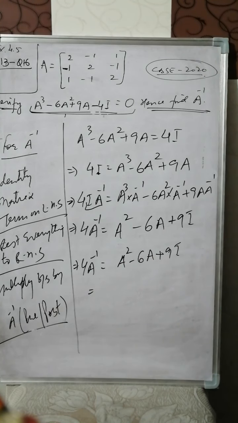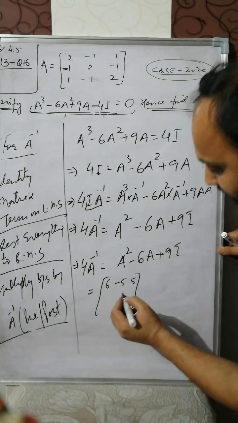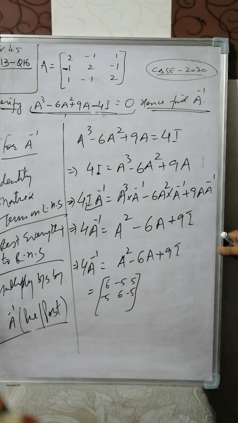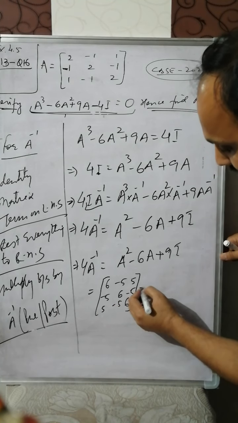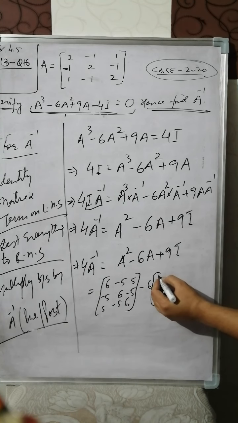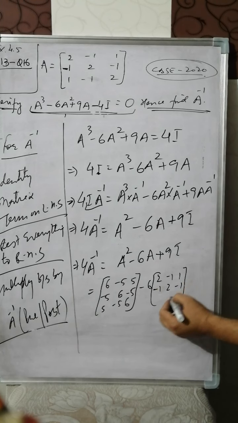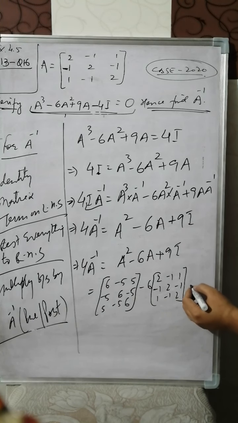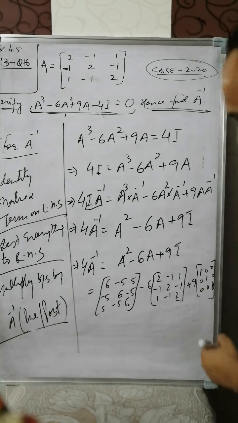तो क्या करोगे, वैल्यू पुट कर दोगे. What was the value of A square? A square was 6 minus 5 5 minus 5 6 minus 5, and what was the next value? 5 minus 5 6 minus 6 into what was the value of A? A was 2 minus 1 1 minus 1 2 minus 1 1 minus 1 2 plus 9 times what is identity? 1 0 0 0 1 0 0 0 1, right? So this is identity. Now you solve it.